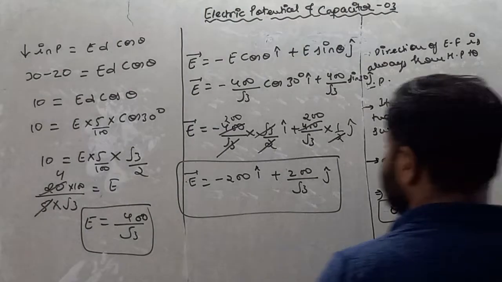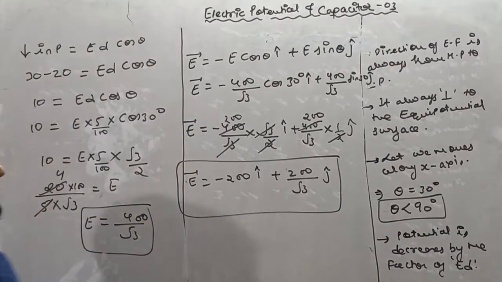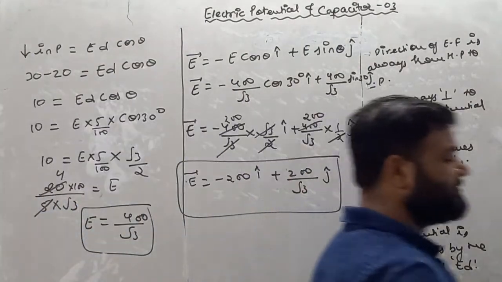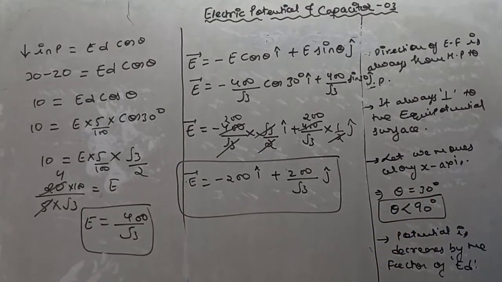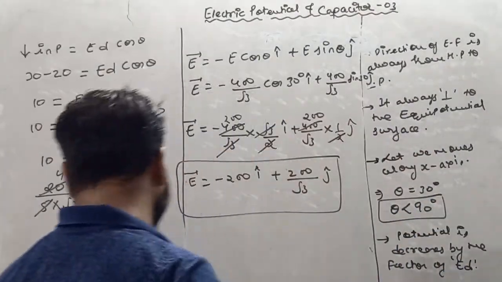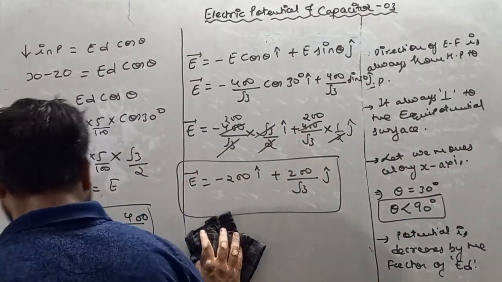We already discussed the magnitude of electric field. It is 400 by root 3. So this is all about this question, my dear student. I hope you all understand how to solve these kinds of questions. You have to understand how to solve these types of questions. So moving forward, my dear student, let us start another topic.